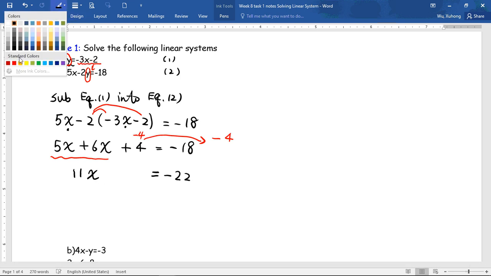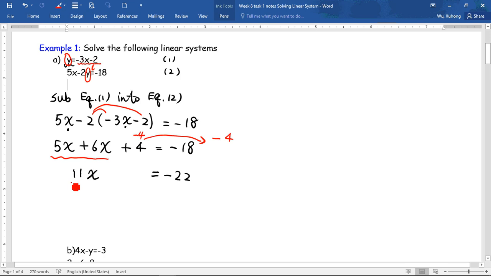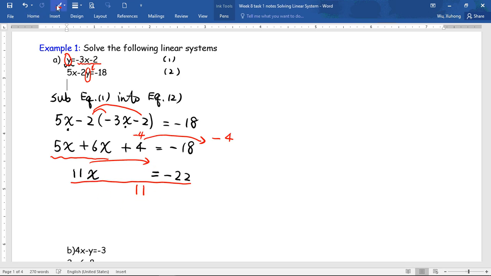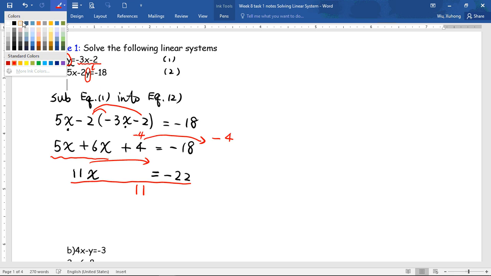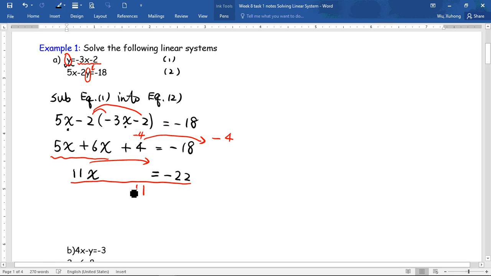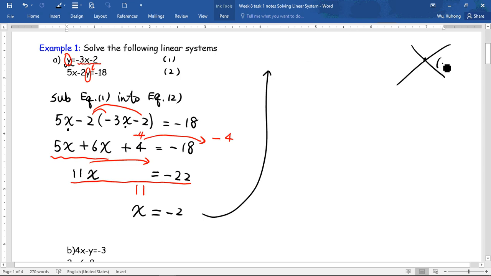We can isolate x by moving the 11 to the other side. 11 times x, move the 11 to the other side. The opposite operation is division. So 11x divided by 11 gives you 1x. You don't need to write the 1 there. Negative 22 divided by 11 gives you negative 2. So you have x solved. It means the x-coordinate of the point of intersection is negative 2. Then we find the y value.